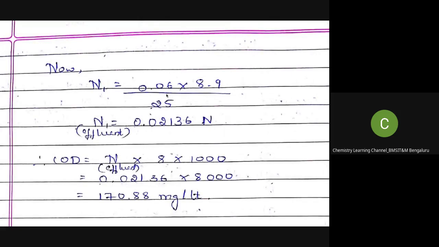So substitute the value of the normality of the potassium dichromate which we got, and the volume of the potassium dichromate consumed is 8.9 cc, and the volume of the sample taken was 25. So you'll get the normality of effluent. This value, multiply it by 8 into 1000, you'll get 170.88 mg per liter.